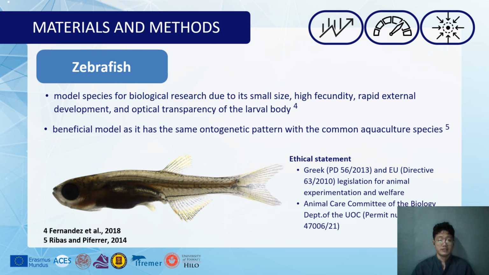But why zebrafish? It is mainly because zebrafish is a model species for biological research due to its small size, high fecundity, rapid external development, optical transparency, and it is easy to handle. In aquaculture, it is a beneficial model, as it has the same ontogenetic pattern with common aquaculture species such as sea bream and sea bass.